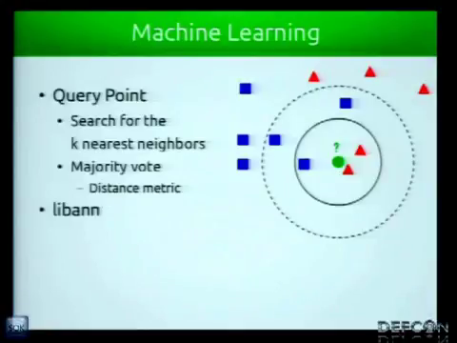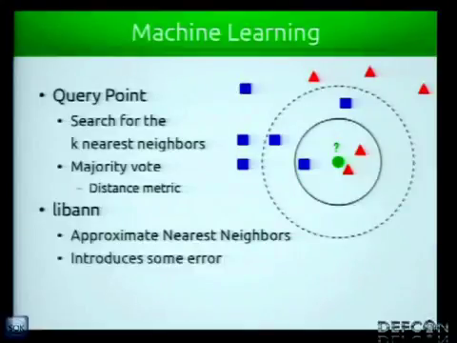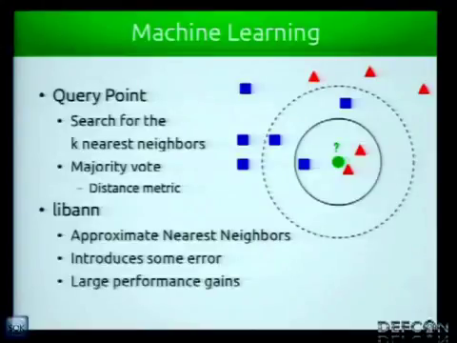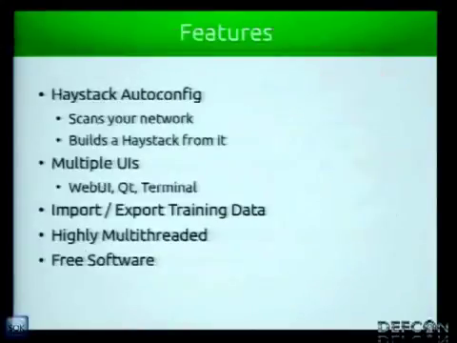We also use a distance metric, like I said. We use libANN to do that, which is the approximate nearest neighbors library. It's approximate nearest neighbors because it's one of those things where you introduce a tiny bit of error in the search space, but you get huge performance gains.